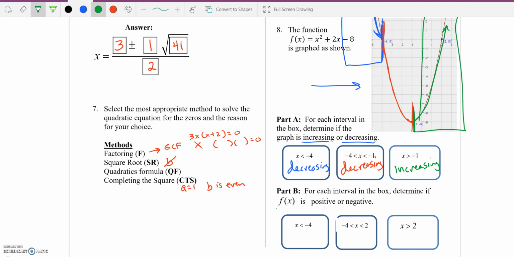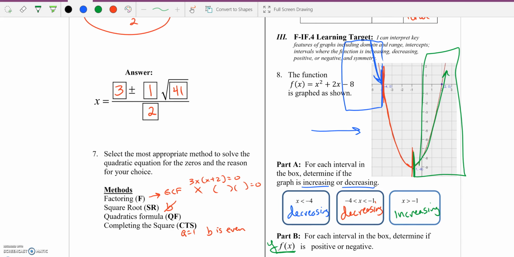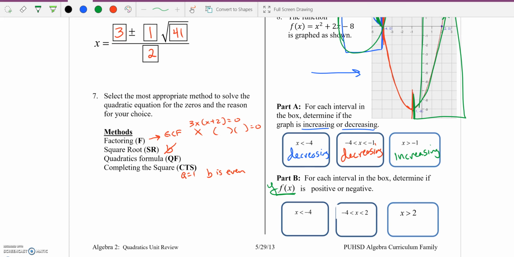For part B, it says for each interval in the box, determine if f of x is positive or negative. Remember, f of x just means y. So for each interval, we're looking for what are the actual values of y. So when x is less than -4, again, that's this blue area over here on the left, and everything is above the x-axis over here because my graph is moving this way. So my y values are all positive.